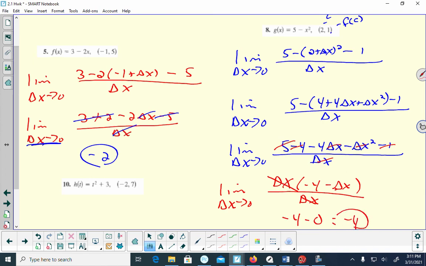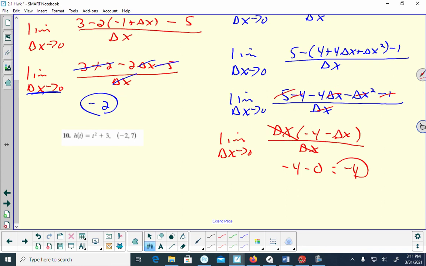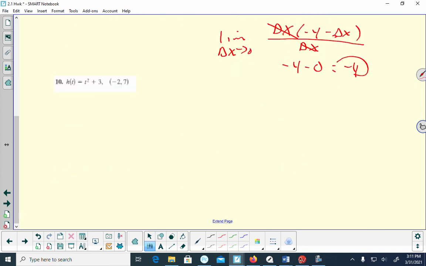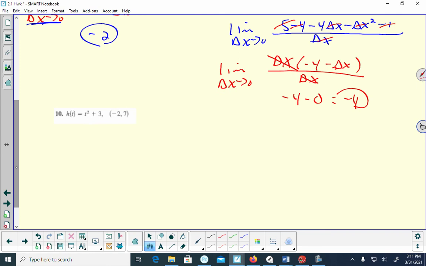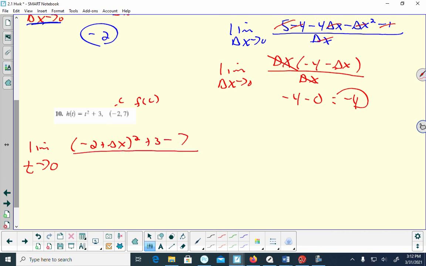So the slope of the graph 5 minus x squared at the point 2 is going to be negative 4. And the last one, number 10, I have this t squared plus 3. So this is my c, this is my f of c. I'm going to take the limit, and in this case it's as delta x approaches 0. So this is going to be negative 2 plus delta x squared plus 3 minus f of c, which is 7, all over delta x.